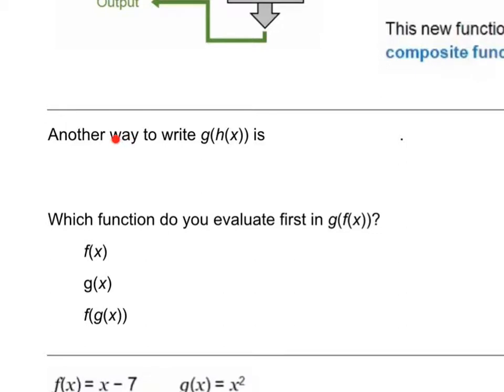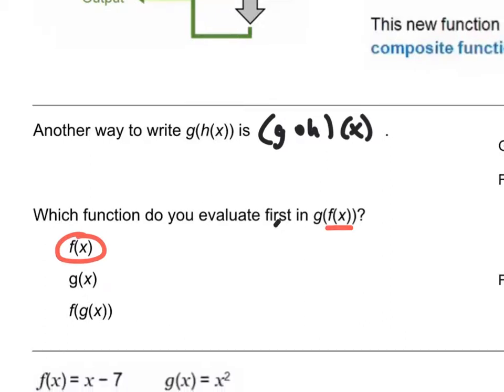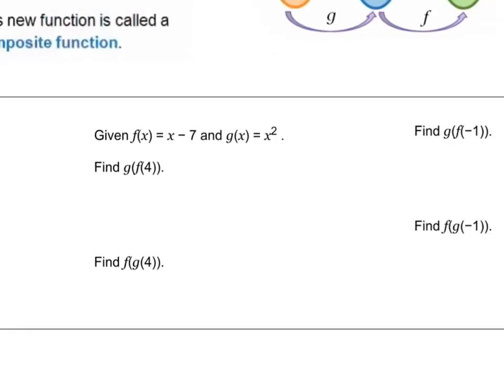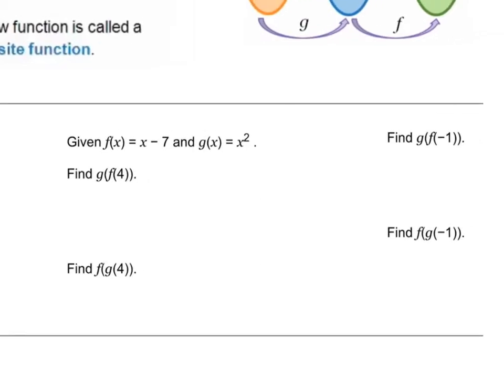It says another way to write g of h of x is, and we would write it like this. Let me write it a little bit bigger. g(h(x)) would be another way to write that. And it says, in this composite function g of f of x, which function do you evaluate first? You'd want to evaluate the inside function first, and that would be your function f. But let's take a look at a real example to help us understand what exactly we're doing.